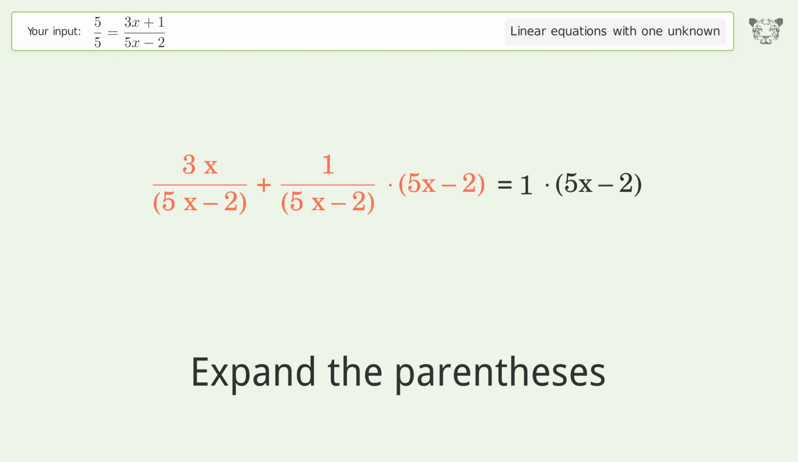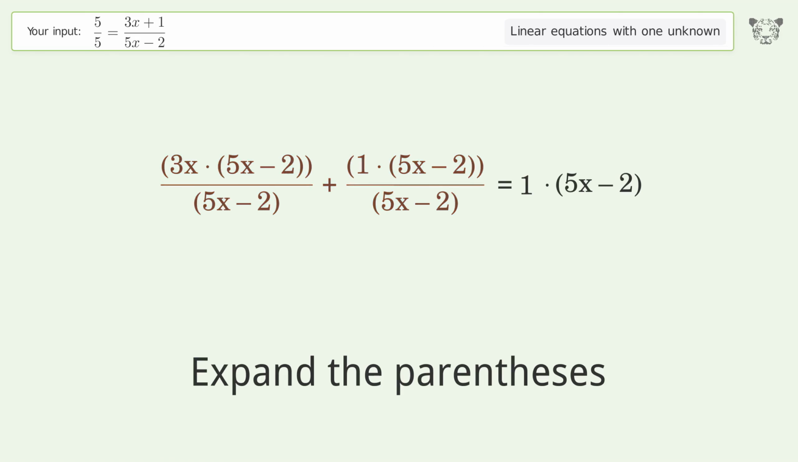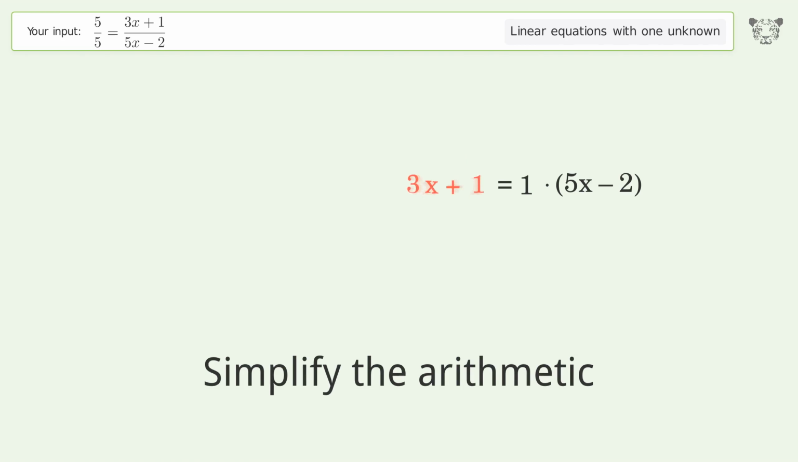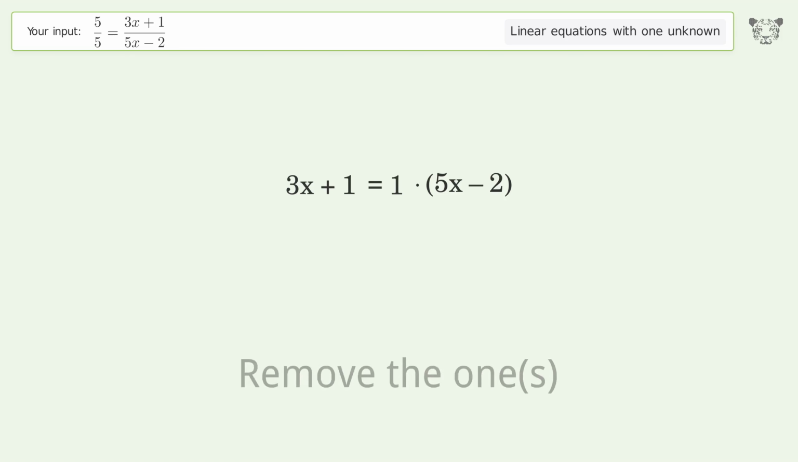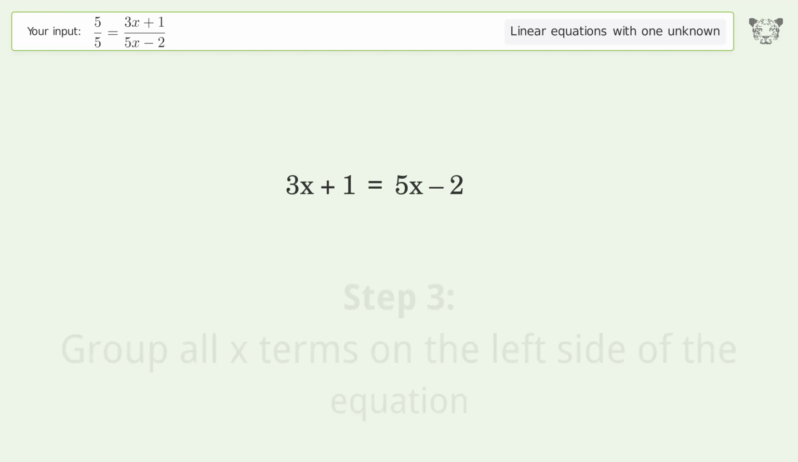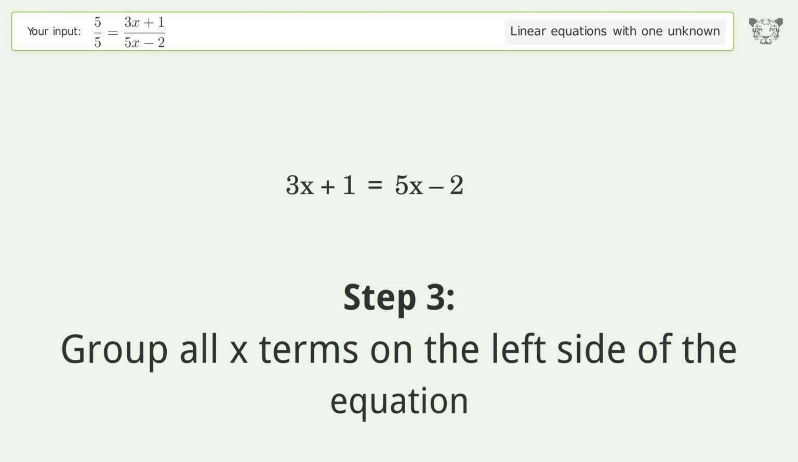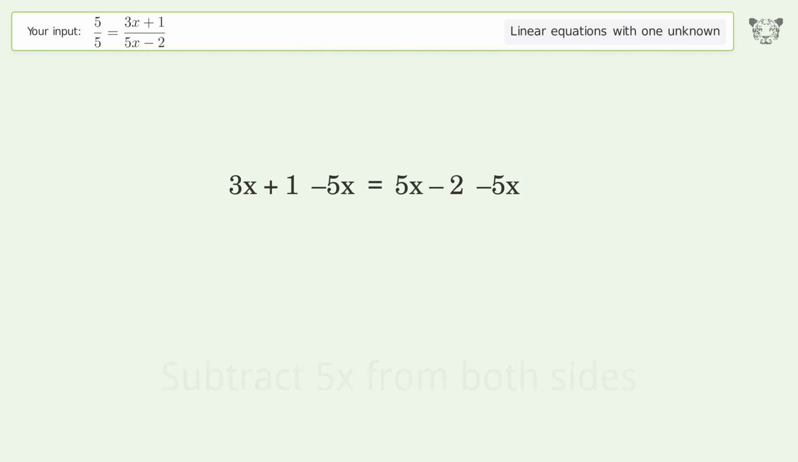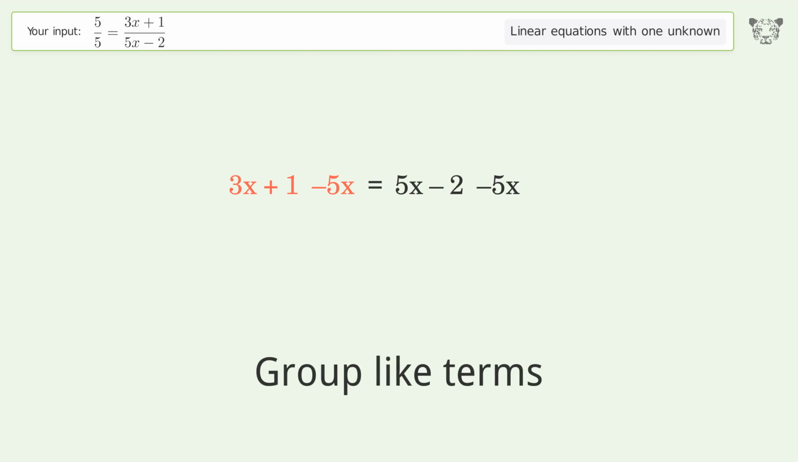Expand the parentheses. Simplify the arithmetic. Remove the ones. Group all x terms on the left side of the equation. Subtract 5x from both sides. Group like terms.